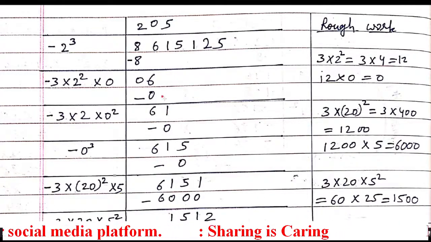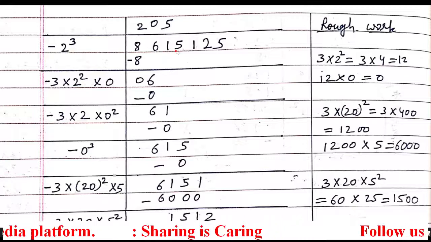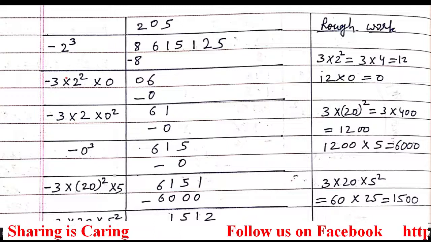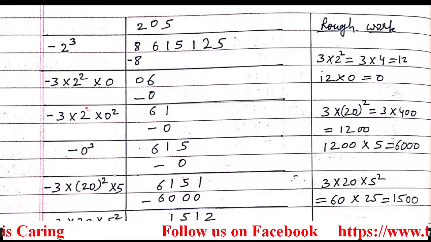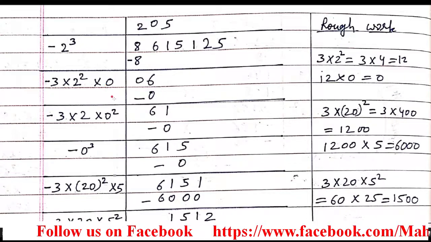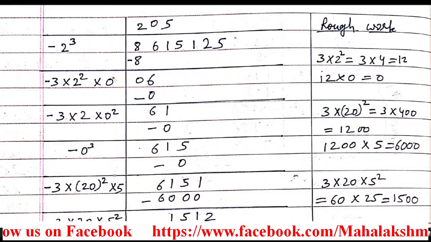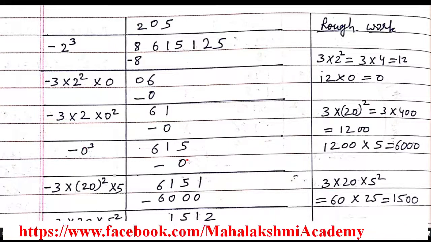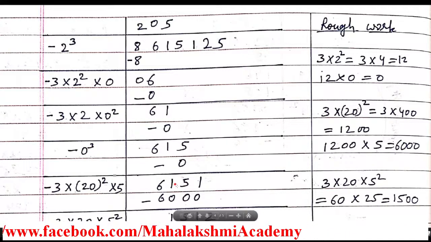Here we copied 1. After 1, which digit do we have? 5. So 5 will come down. So it's 615. And here the power of 2 has reached the minimum. So this 3 and 2 will be removed, and here the power of 0 will increase. So first power 1, then power 2, now power 3. And you know 0 cube is 0 again. Subtract them, we will get 650.